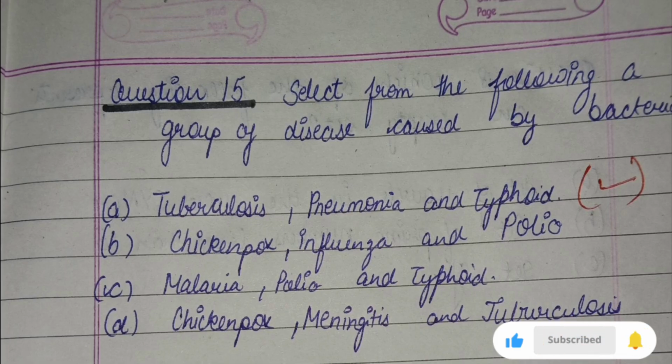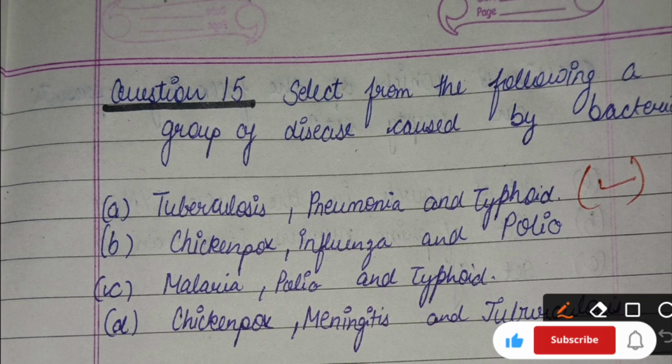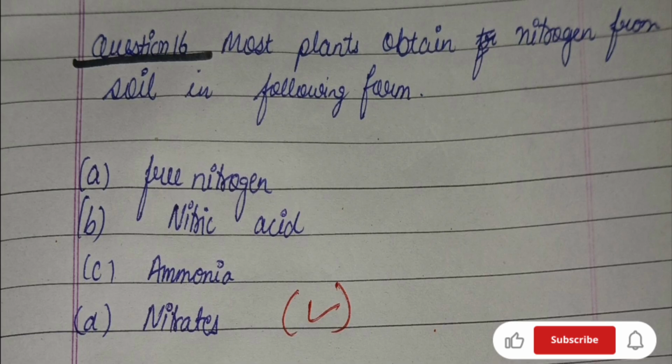Next question, select from the following a group of diseases caused by bacteria. Tuberculosis, pneumonia and typhoid; chickenpox, influenza and polio; option C malaria, polio and typhoid; option D chickenpox, meningitis and tuberculosis. As we all know, tuberculosis, pneumonia and typhoid are bacterial diseases, whereas others are viral diseases or caused by viruses. Let's move to our next question.